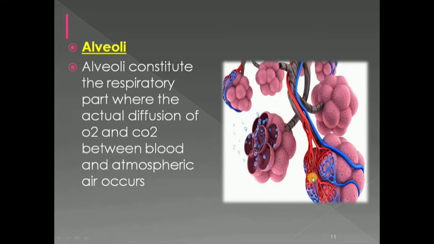Now the alveoli. The alveoli constitute the respiratory part, where the actual diffusion of oxygen and carbon dioxide between the blood and the atmospheric air occurs. You can see there are many alveolar ducts. This is the structure of the alveoli. You can also see the capillaries which surround the alveolus, where at the basement membrane diffusion of oxygen and carbon dioxide occurs between the blood and the atmospheric air.